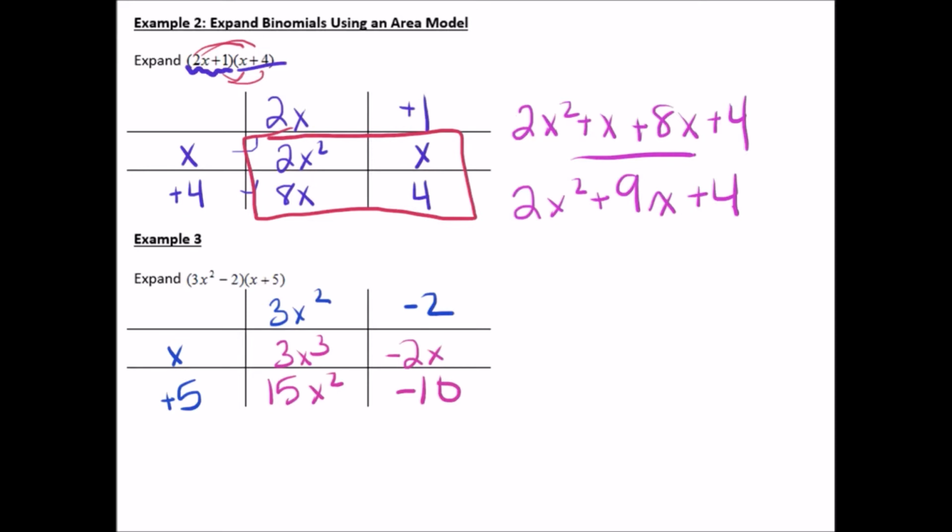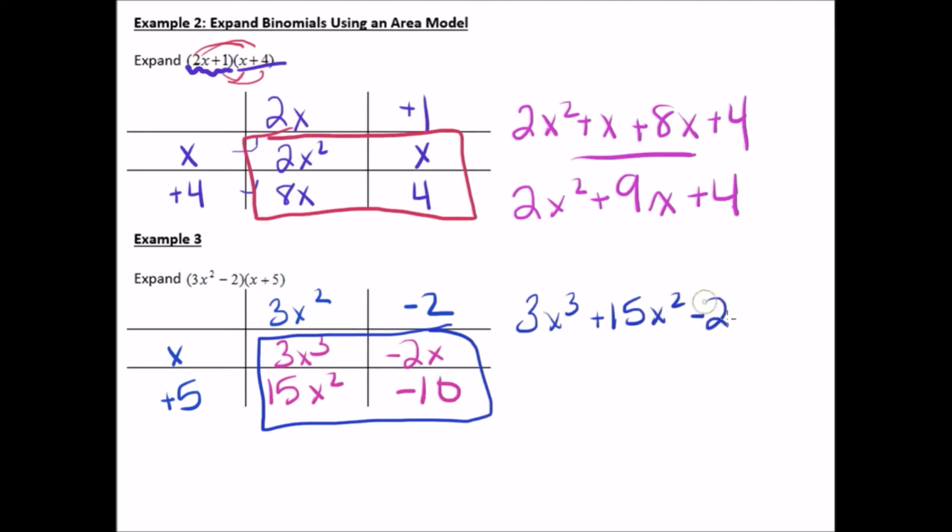And we can just take all of these numbers that were multiplied and put them on the side. So 3x cubed plus 15x squared minus 2x minus 10. What I did there was I put this x squared before the x, skipping that step by rearranging in my head so that I didn't have to rearrange them later, because now they're in order.